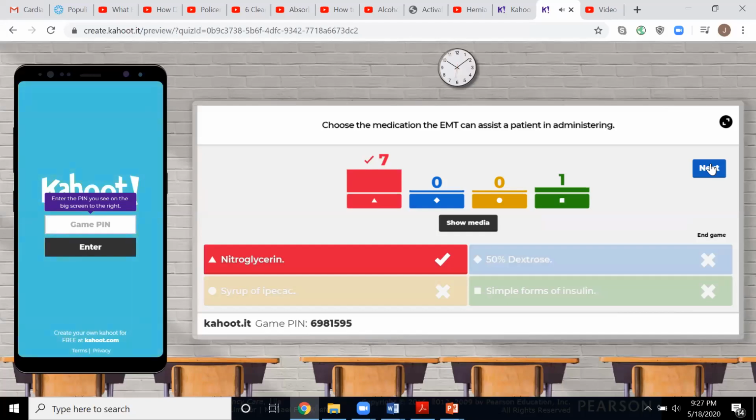Nitroglycerin is the correct answer. Dextrose is given via IV, so only advanced EMTs or paramedics do that. Simple form of insulin, no, we do not help anybody with insulin, at least not yet. And syrup of ipecac, for the most part, we went away from using that in general. It's everywhere because it causes a lot of damage.